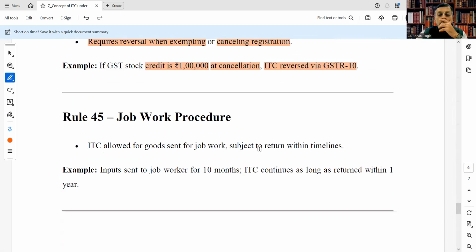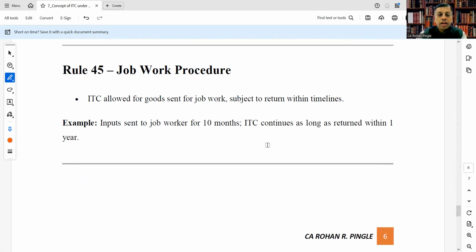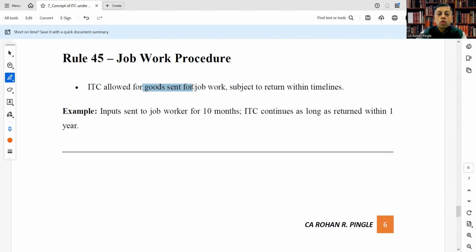Let's see Rule 45, job work procedure. Very important. ITC is allowed for goods sent for job work, subject to return within timelines. That is, 180 days is the base criteria. Example: input sent to job work for 10 months. ITC continues as long as it is returned within 1 year.